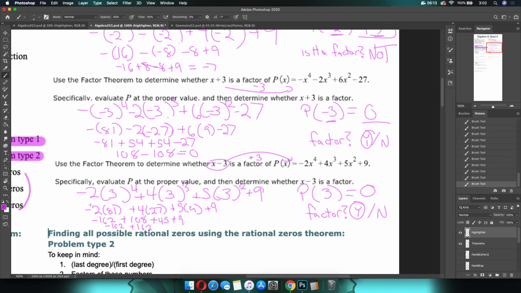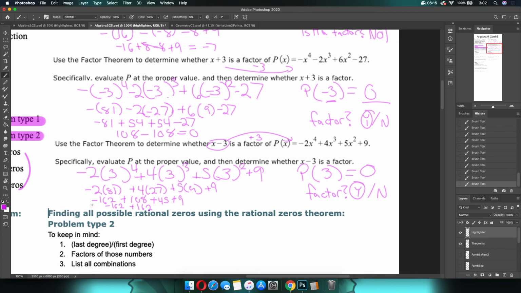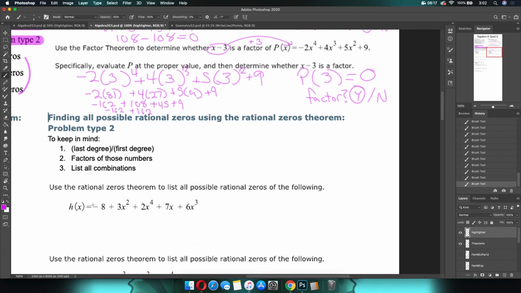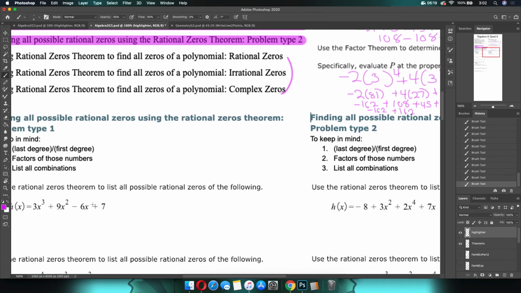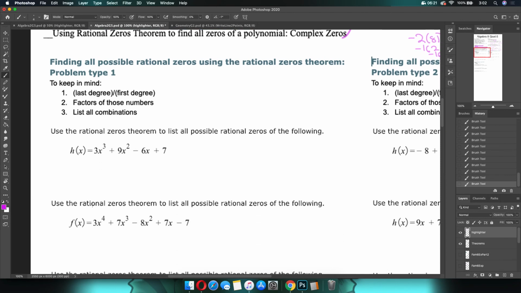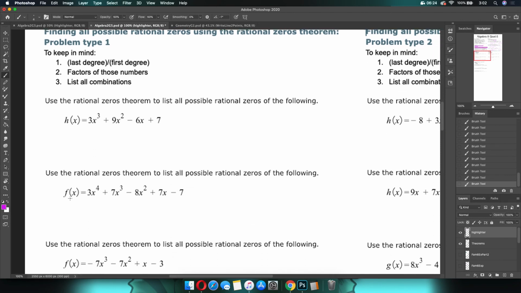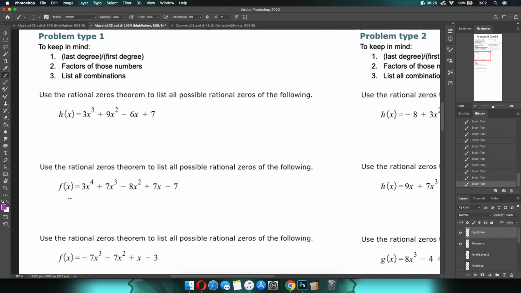So, factor theorem, pretty straightforward. Next up, finding possible zeros. What we're doing here, I'm going to scroll over to problem type 1 first. All right, here's what you're going to be looking for. You are looking for your last and your first.